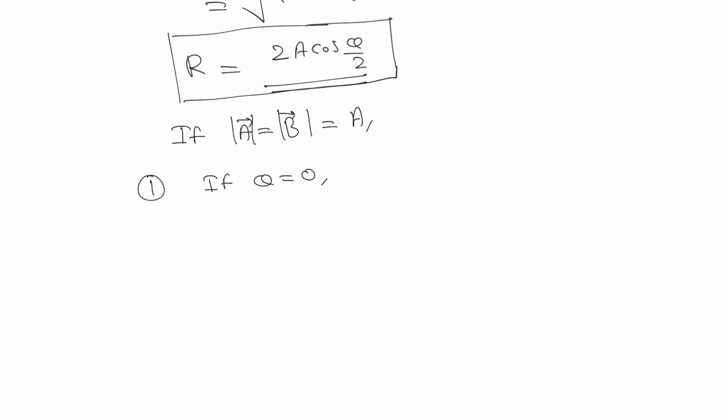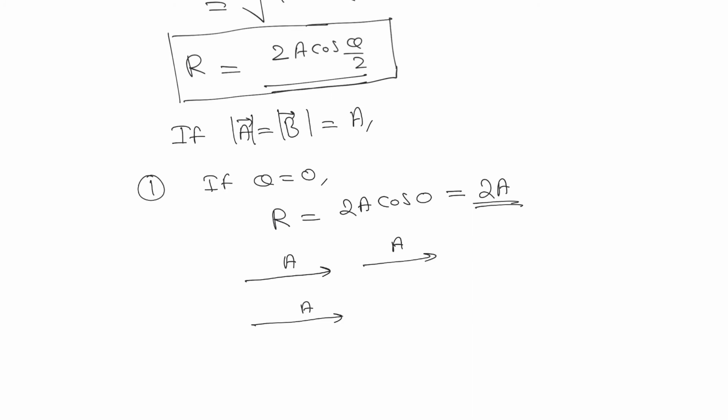Now, for the first situation, if the value of theta is equal to 0, then the resultant vector becomes R = 2a cos(0/2), that is cos 0. We know that the value of cos 0 is 1, so we get the answer 2a. The physical meaning: two vectors, A vector and A vector, are in the same direction, so adding them gives a resultant vector of magnitude 2a.